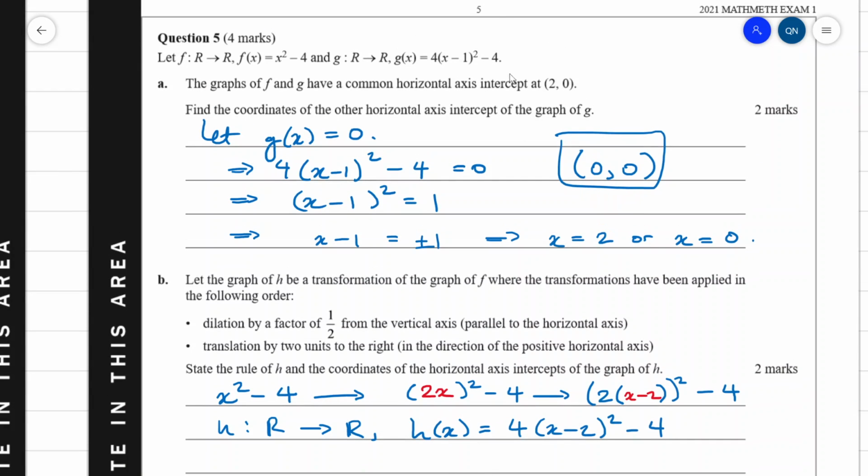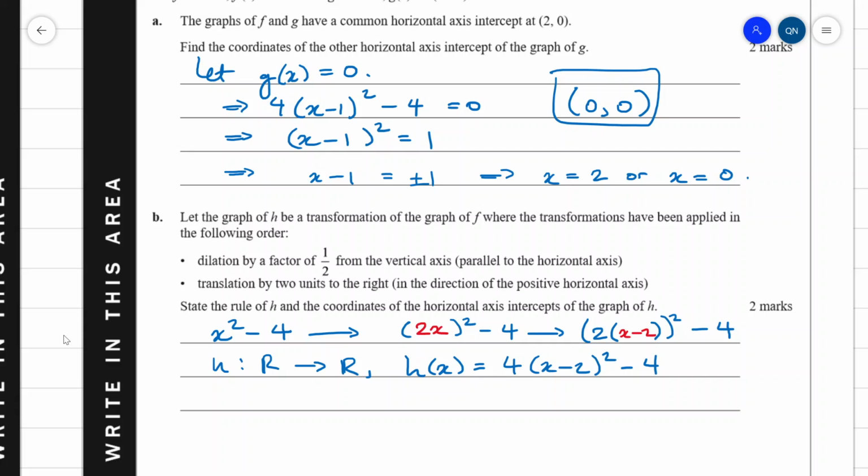Now what's the difference between h and g? h and g only differ by a translation along the x-axis, it looks like. Because how do you get from g to h? Well, you're just going to translate 1 unit to the right. Because what is a translation 1 unit to the right? Well, in functions, you're just replacing x with x minus 1. If you take g and you replace x with x minus 1, you're going to get to h.